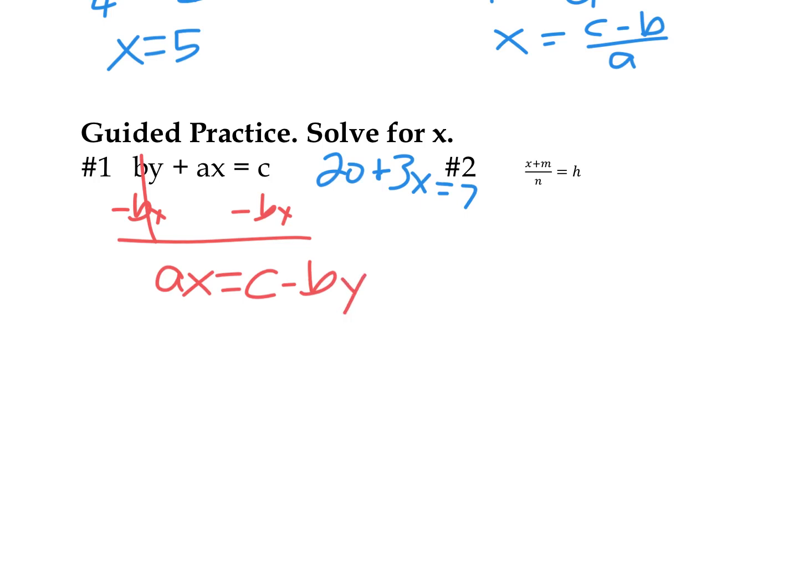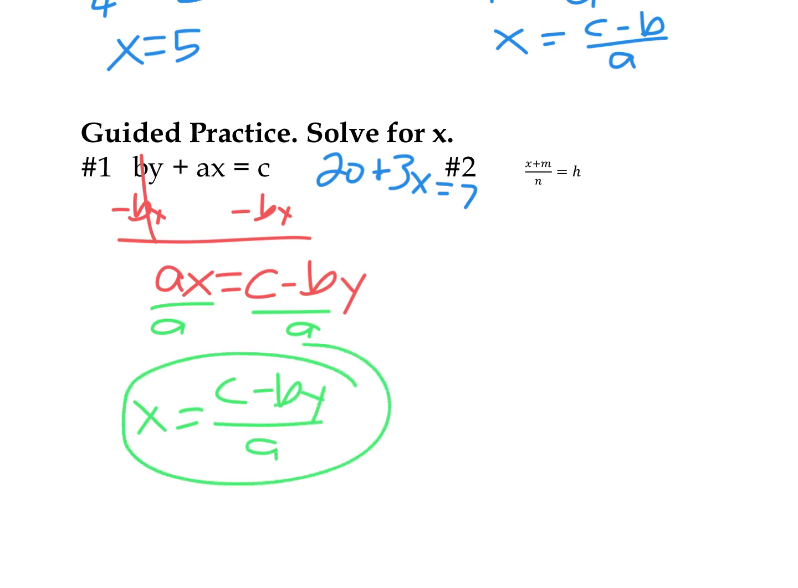And then after I do that, what would I do? In this equation on the right here, I would divide by 3. Well, I'm going to do the same thing. Instead of a 3, I'm going to divide by a. So I can divide both sides by a. And I'm going to get x equals c minus by over a. And that's my equation solved for x. So it helps to write an example with numbers in there in place of the other variables and just see what would I do and do the same thing.